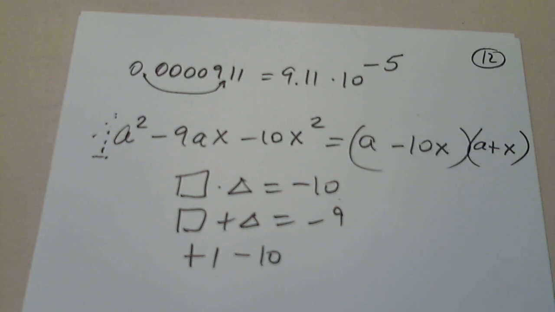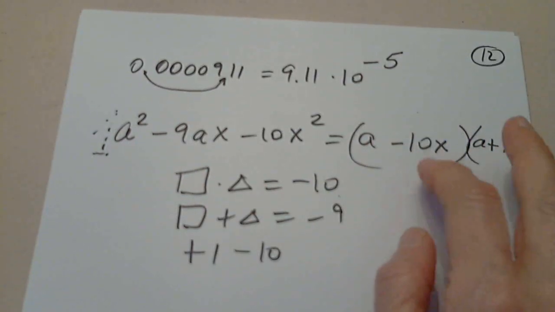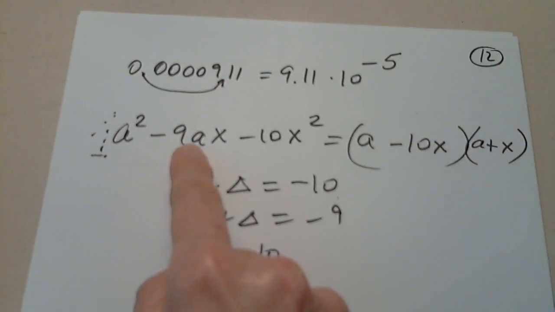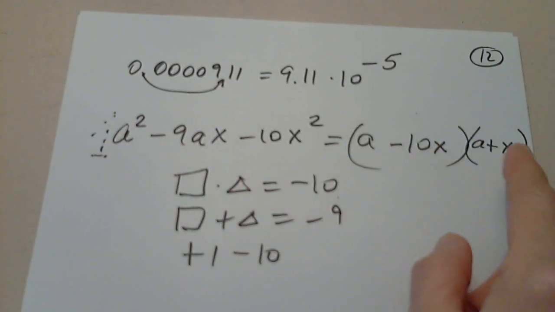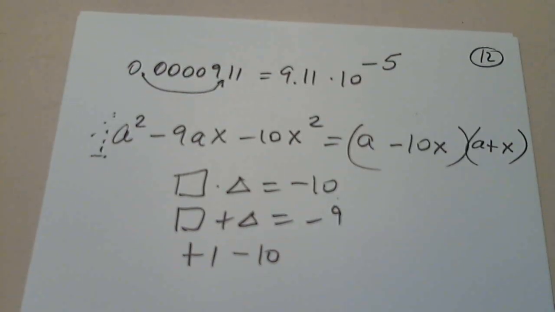It always takes 5 seconds to verify. A squared, positive ax minus 10ax, negative 10x times x. Very good. Good, I think that is okay. And the next one. So let's see if we need to work on this.